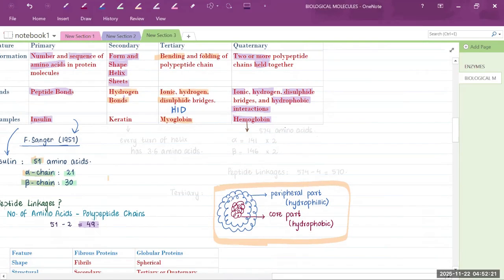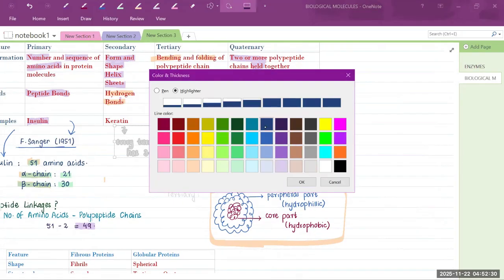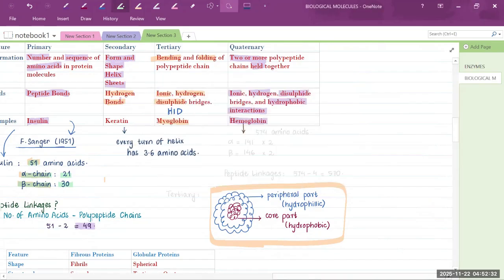Moving on to the secondary structure, we do not have much detail about it, but we should know that in the alpha helix, every turn of the helix has 3.6 amino acids. That's something you have to remember.